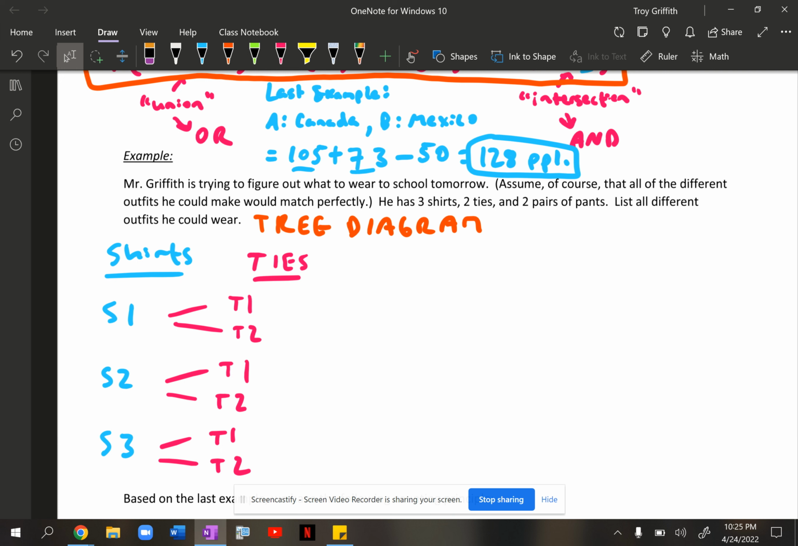Okay, but we've also got to take into account our pants. So let's do that as well. It says that there are 2 pairs of pants.